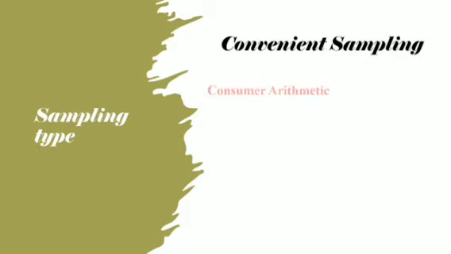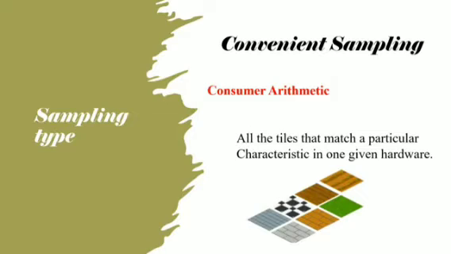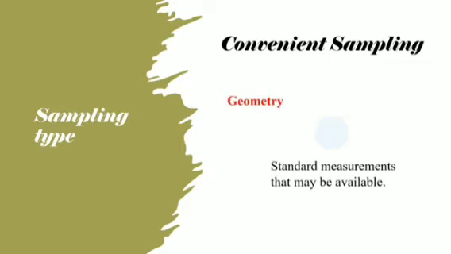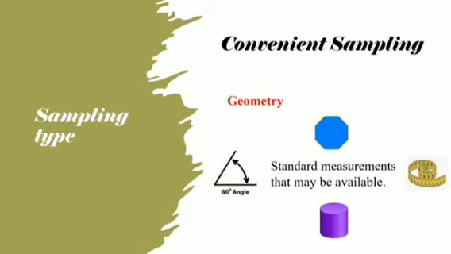Let us now turn our attention to the types of sampling, starting from convenience sampling. Looking at the consumer arithmetic scenario, then convenience sampling can mean the selection of the tile samples from a convenient hardware store, whereas for geometry, convenience sampling may mean the standard measurements that are available.